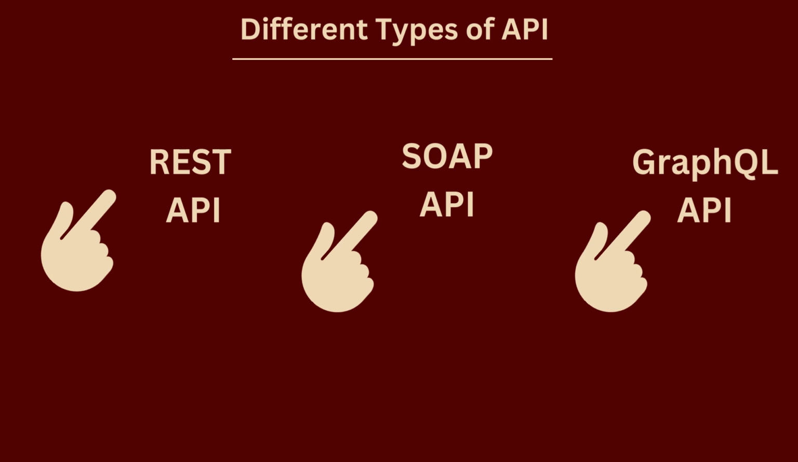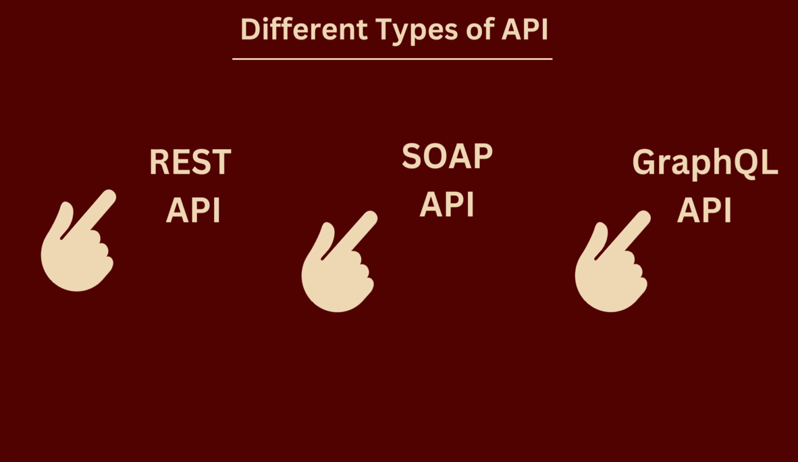The second one is SOAP API or Simple Object Access Protocol API. It's a type of web service that is based on the SOAP protocol. It's designed to allow communication between systems over the internet using XML messages. SOAP APIs often require more bandwidth and processing power than REST APIs, but they offer more security and reliability.